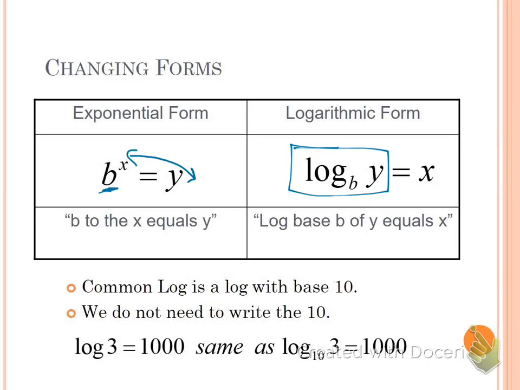So there's something called a common log. There is a common base to have on the logarithm, and that's 10. You don't need to write the 10 when you're wanting to talk about the common log. For example, this guy right here, log of 3 equals 1,000, is the same thing as writing log base 10 of 3 equals 1,000. Both of those have a base 10. It's just we don't write the 10 very often.